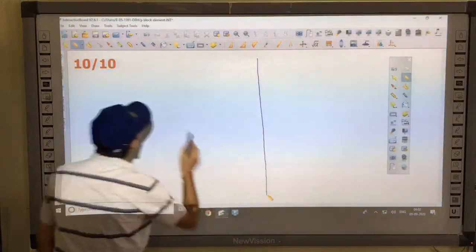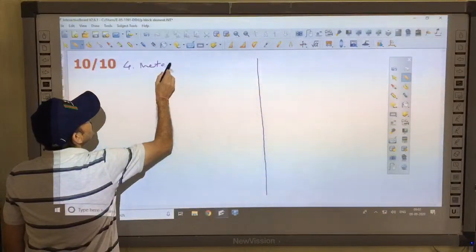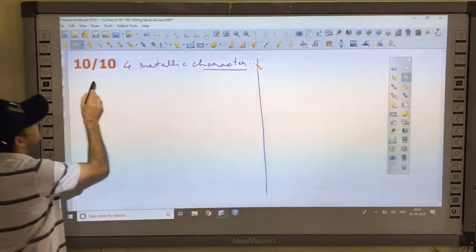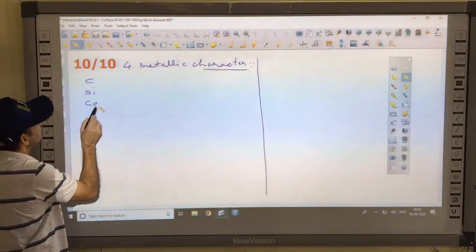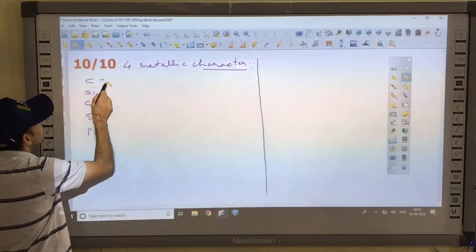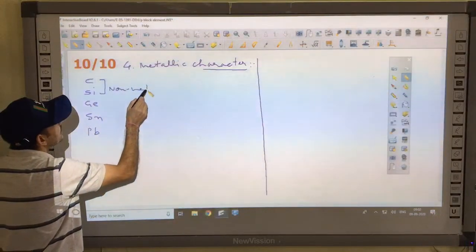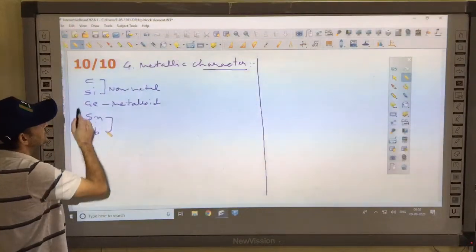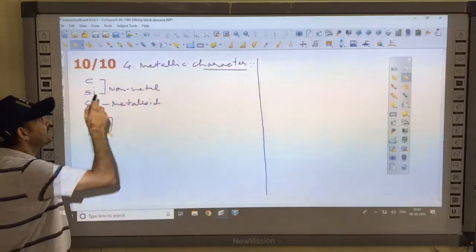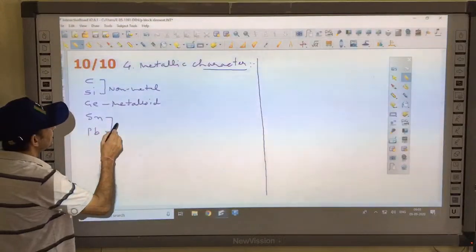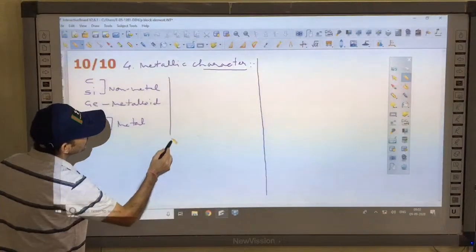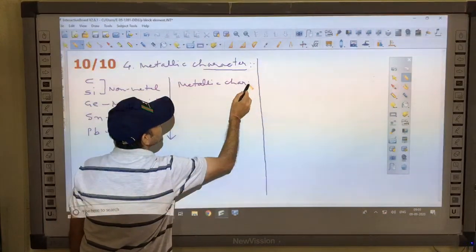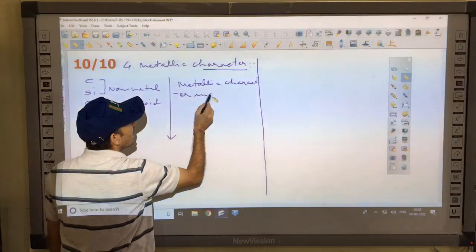Now the fourth property, metallic character. Carbon, silicon, germanium, tin and lead. Now you see, carbon and silicon, they are non-metals. Germanium is a metalloid. You know metalloid from class 10. Metalloid means it can behave both as metal and non-metal. In some properties it will resemble metal, in other properties it will resemble non-metal. Tin and lead, they are metals. Now what is happening when you are moving from top to bottom? Metallic character increases. In every group the trend is the same.